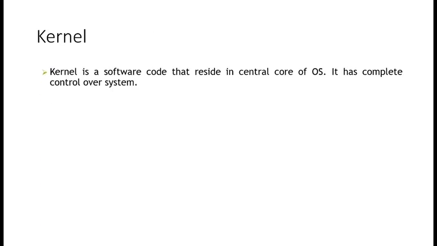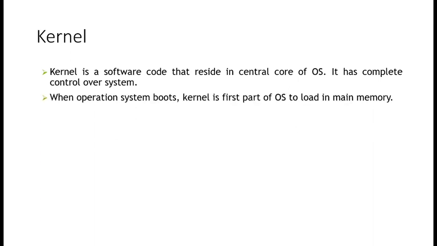Kernel, what is kernel? Kernel is a software code that resides in the central core of the operating system. As in the human body, the heart is the core of the human body. Same thing for the operating system, the central core of the operating system is the kernel, and it has complete control over the system.